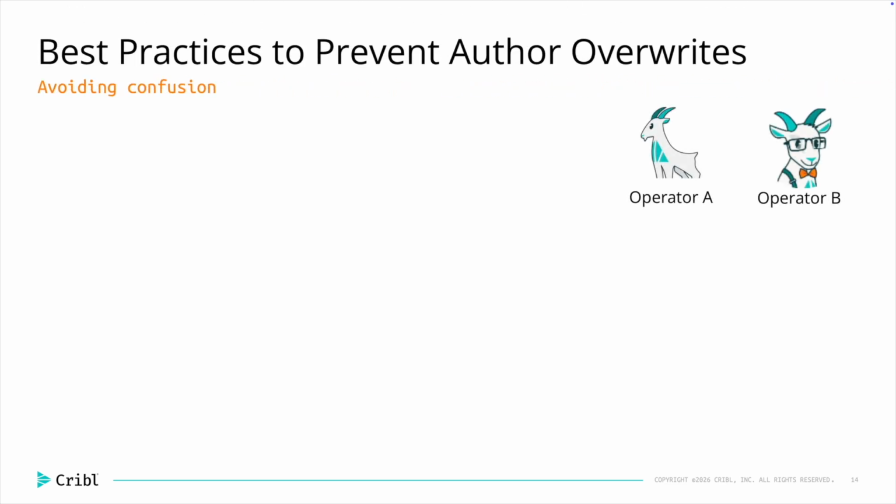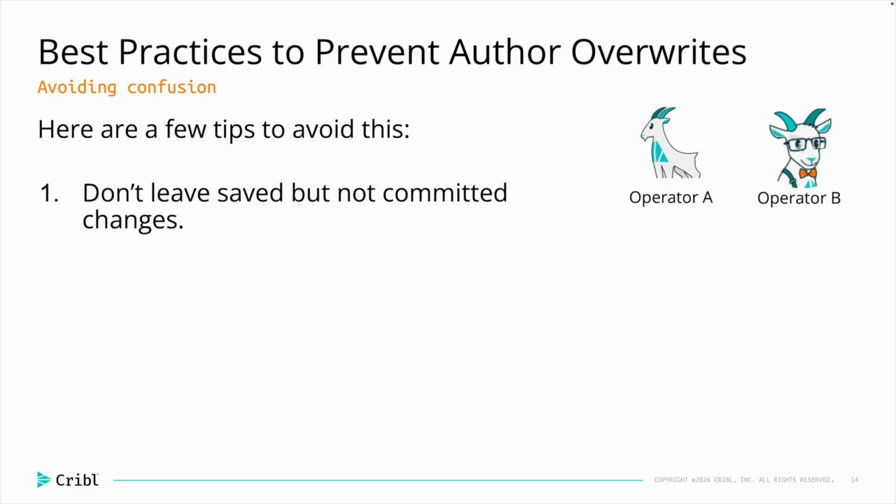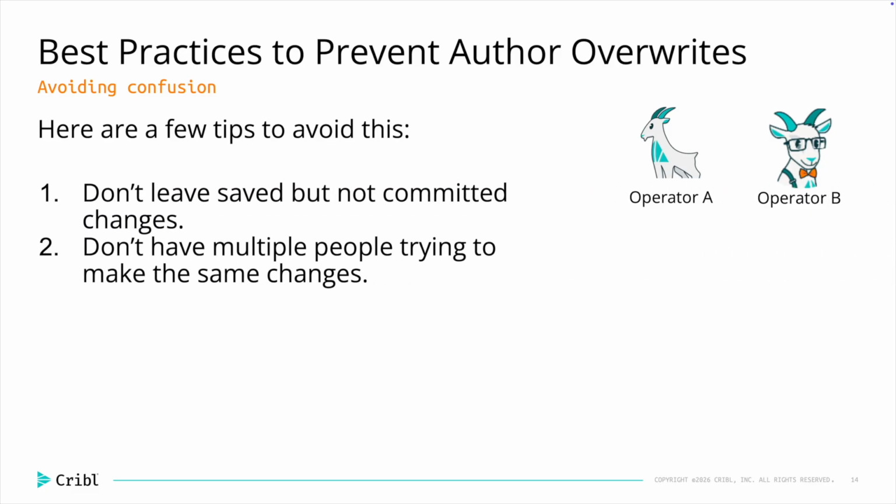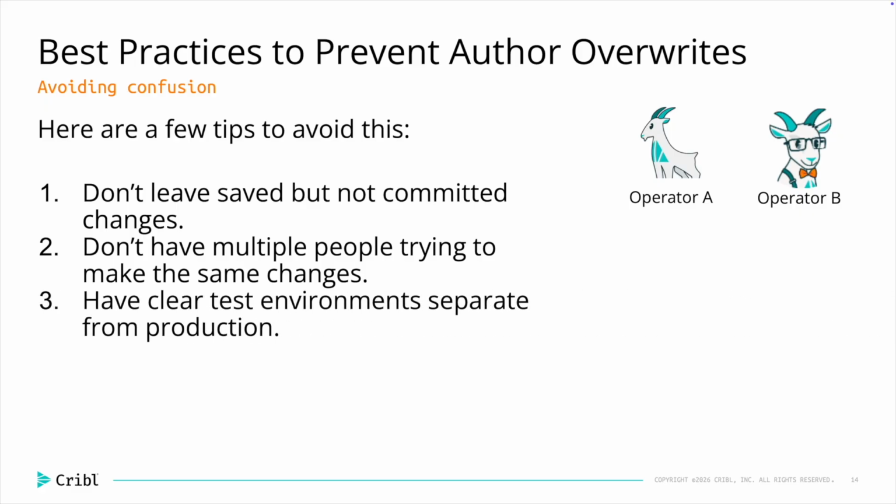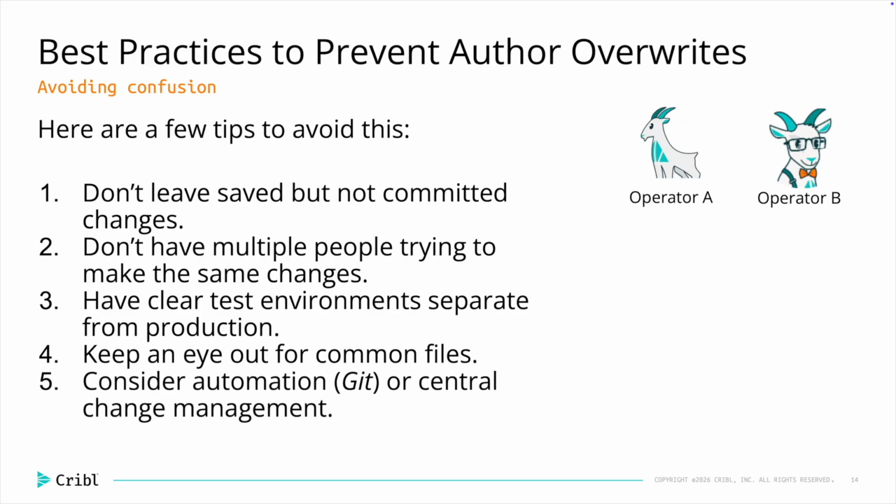Some best practices to avoid this. Don't leave saved but not committed changes. Don't have multiple people trying to make the same changes or work on the same files. Have clear test environments separate from production to flush out any kinks. Keep an eye out for common files. And lastly, consider automation like Git or central change management. Cribl does integrate with GitOps, which is a great tool for safely building and continuously deploying in your Cribl environment.